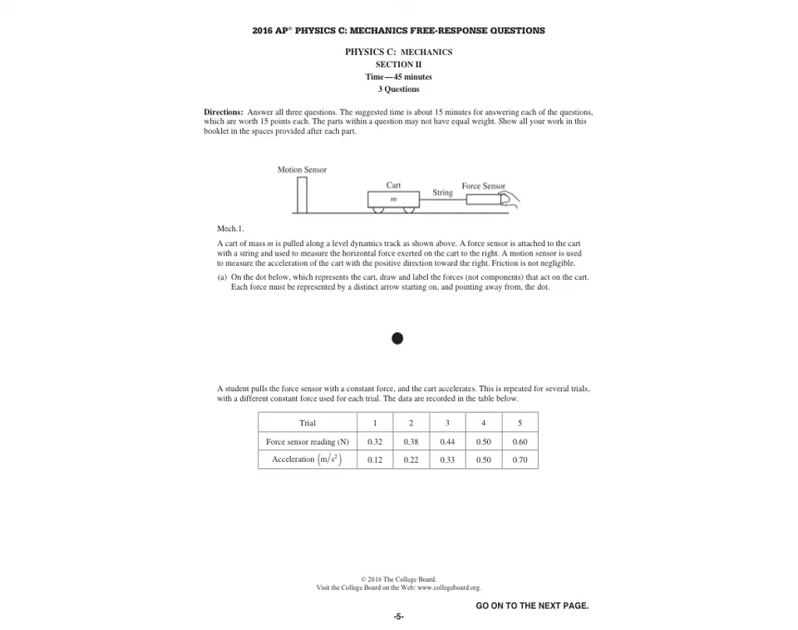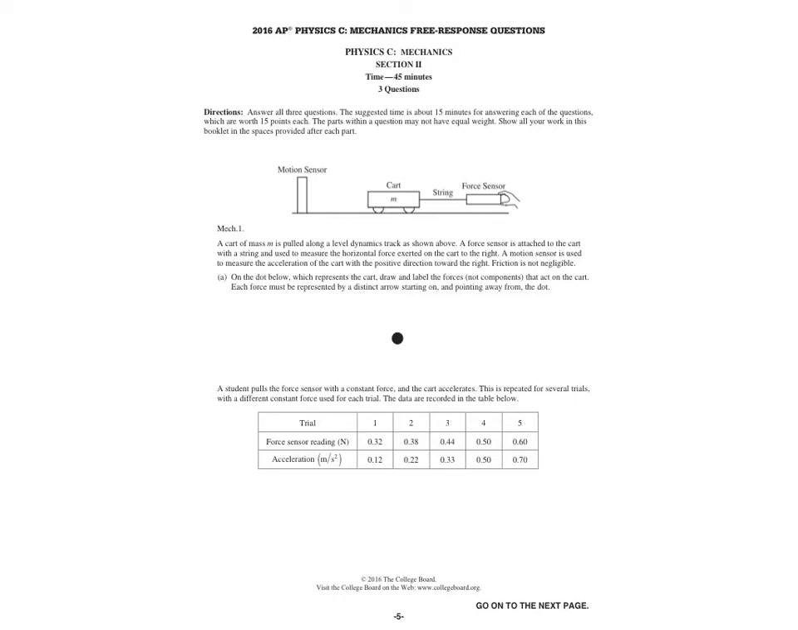All right, guys, let's try to make our way through this 2016 and 2015 free response. Okay, so the first question, you've got this set up. There's a cart of mass m, a force sensor is attached to the cart. A motion sensor is used to measure the acceleration of the cart with the positive direction to the right. On the dot below, which represents the cart, draw and label the forces that act on the cart. Each force must be represented by a distinct arrow starting and pointing away from the dot.